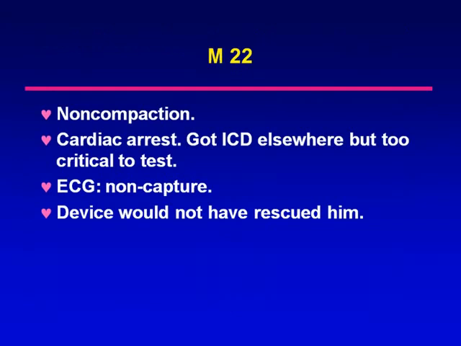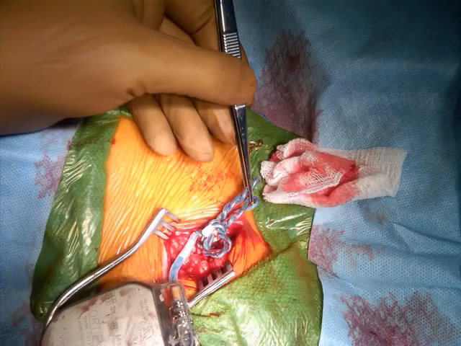Here's a man, 22. He had a cardiac arrest, got an ICD, came back, and was very severely injured, but an ECG showed mild capture, and you can see what's happened here. Perhaps this is so-called Twiddler syndrome. By turning the device over and over, he basically pulled the lead way out of the heart, so it's almost been out of the vascular system.